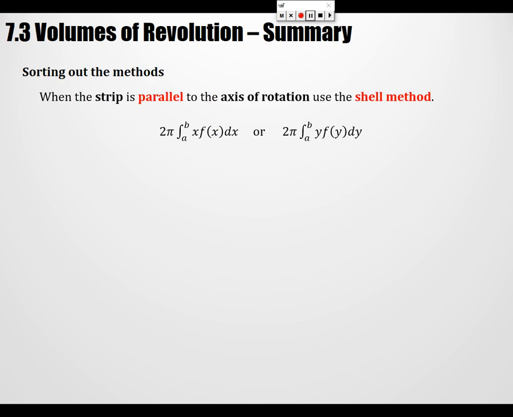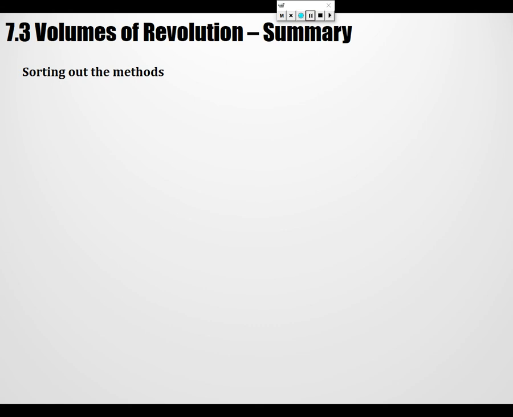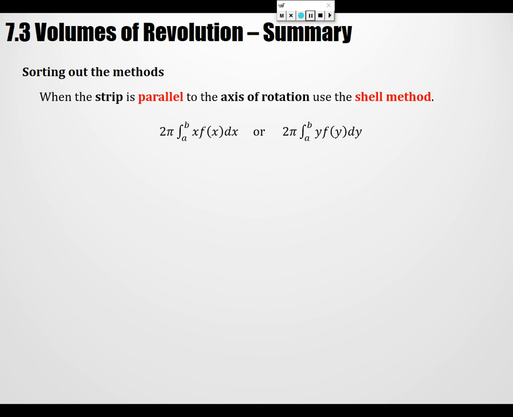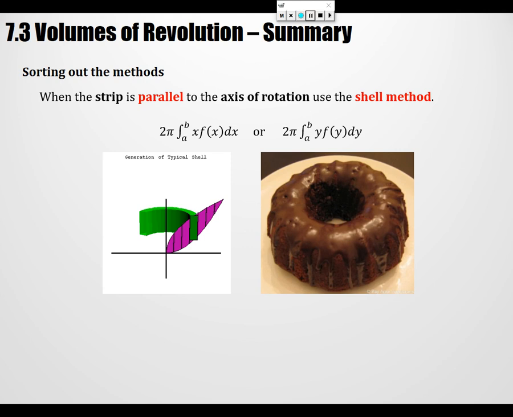The one thing I want to highlight today again, because after doing this, you're going to be like, I love the shell method. The thing that's going to mess with you, though, is when we throw these all together into the mix. So I just want to emphasize very strongly, especially as we go forward and practice these mixed together, that the shell method is appropriate when your axis of rotation is parallel to the strips you have, right?